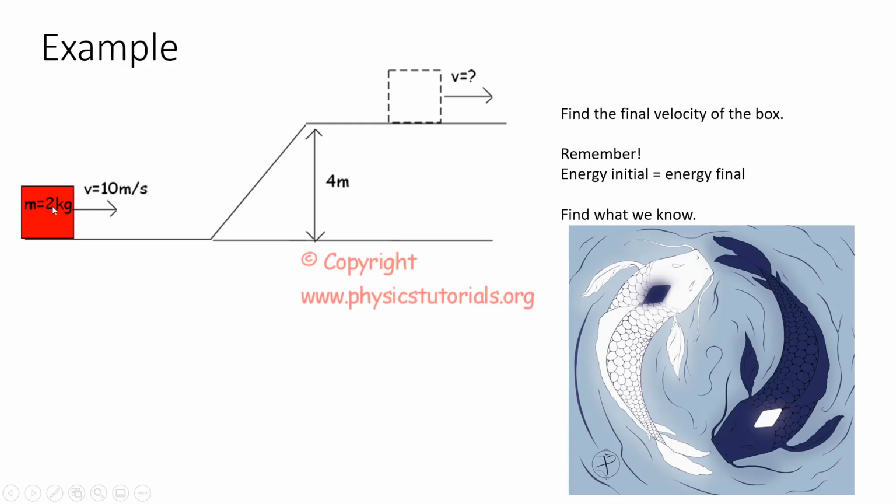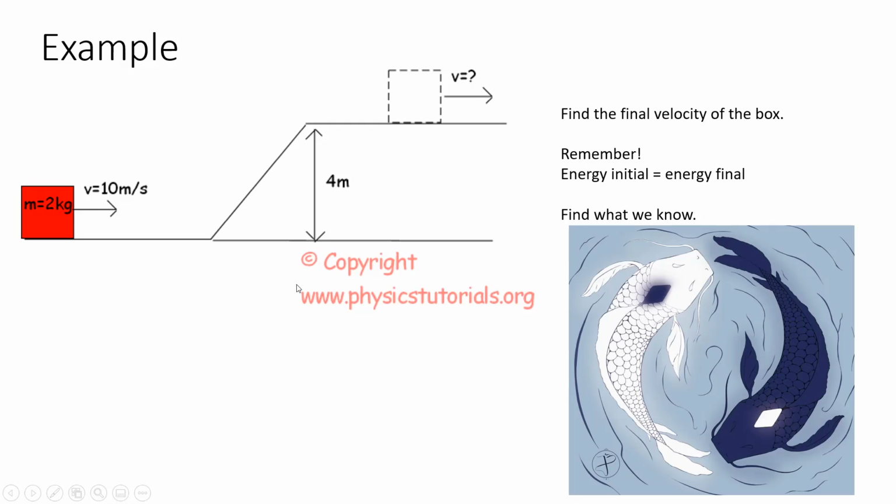So we know that the mass is 2 kilograms. We know that the velocity here is 10 meters per second. We know that the height off the ground here is 0, sitting on the original location of the ground, right? Up here, we know that the height is going to be 4. The mass of the block isn't going to change. It's going to be 2 kilograms again. And we just don't know the velocity.